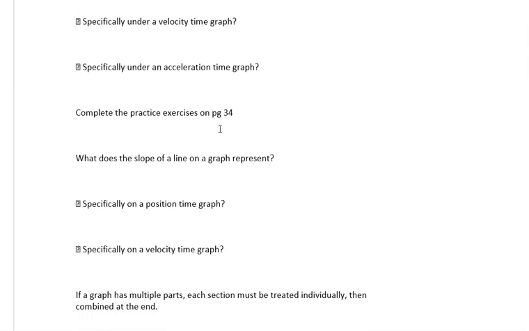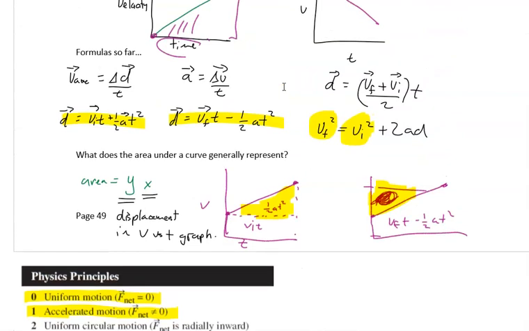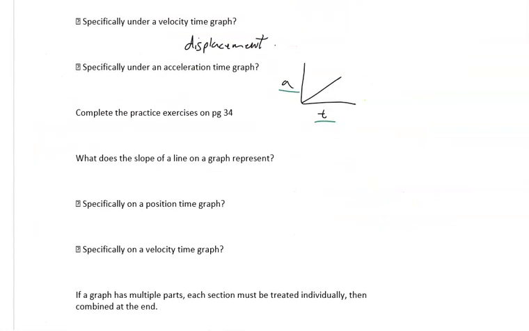So specifically, under a velocity-time graph, that would be displacement. Now under an acceleration-time graph, let's say the acceleration was constantly changing in time. Well, what is a times t? Taking a look at this formula, acceleration is equal to delta v over t, which means delta v is equal to a times t. So this would be the change in velocity.